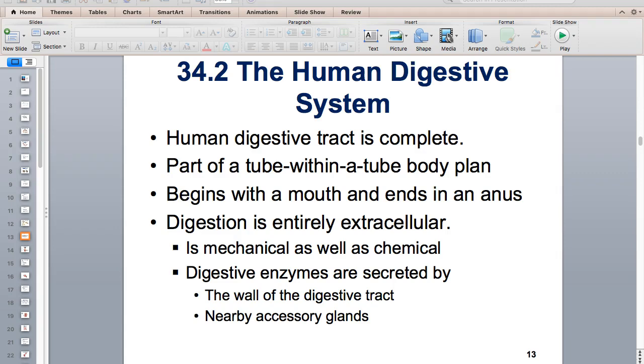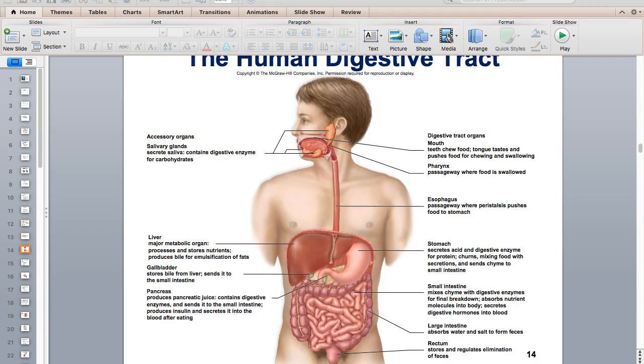Okay. All right, so it says digestive enzymes are secreted by the wall of the digestive tract. Like I said, we're going to talk about this, and also nearby accessory glands. So we will talk about both. Now, this slide is a really good slide, right? So you guys are going to be responsible for knowing all of the organs of the human digestive tract and also accessory organs, okay? So remember that. So salivary glands, yes, of course, they're involved in digestion. They are not part of the digestive tract per se though, okay? But they do secrete digestive enzymes.